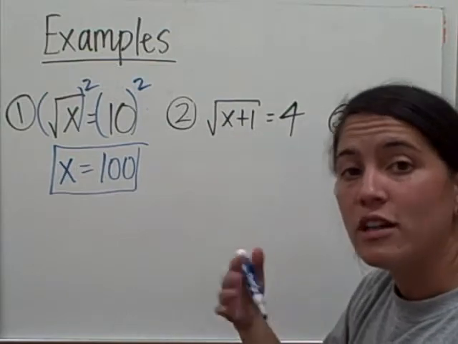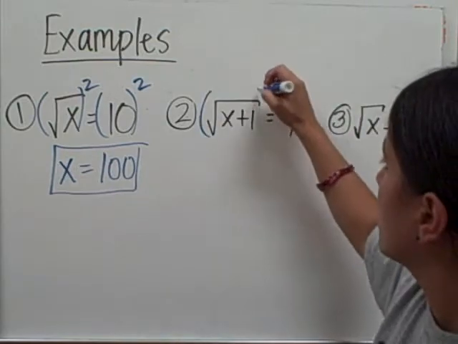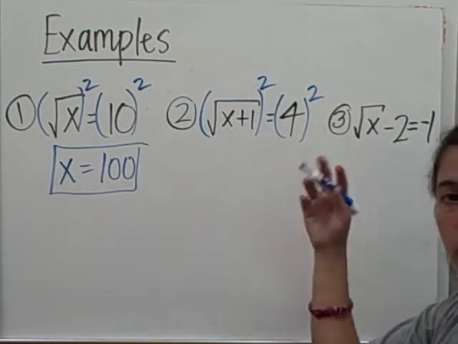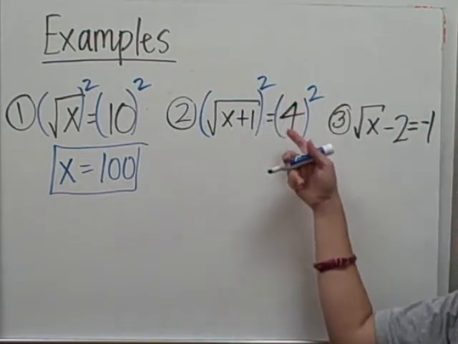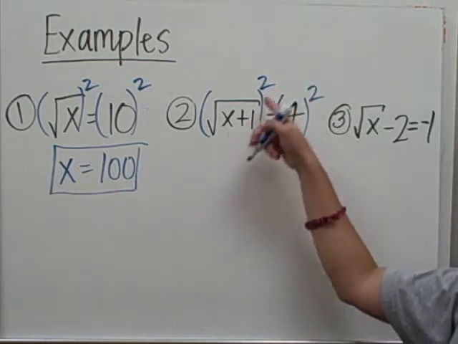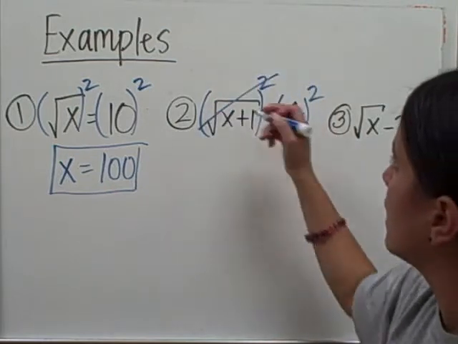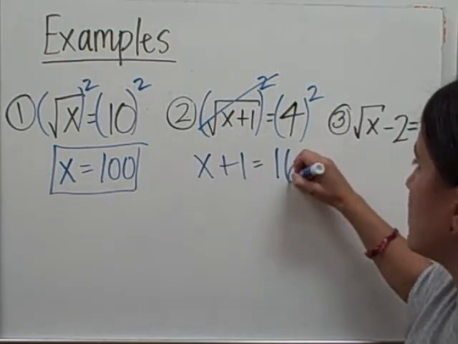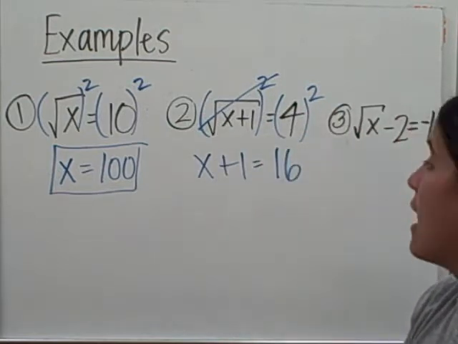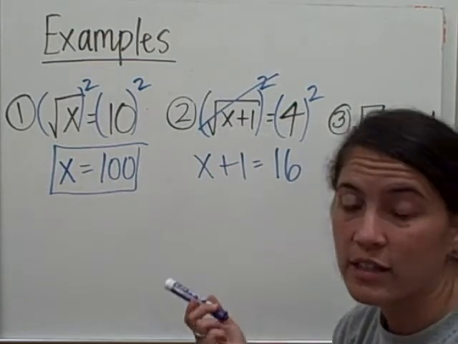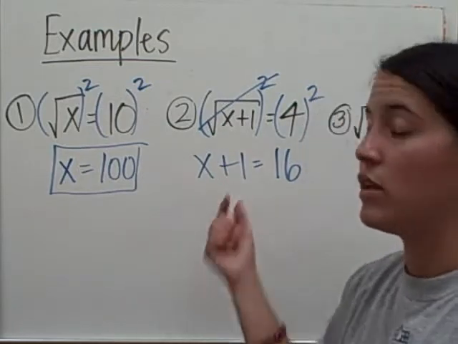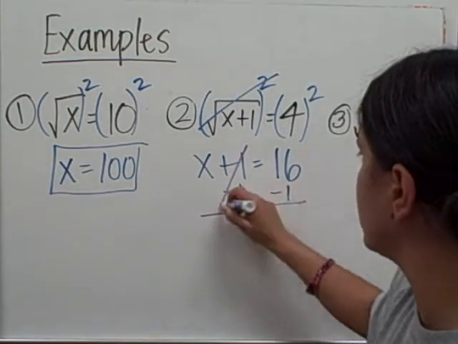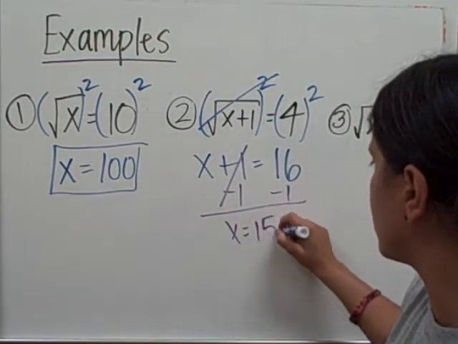So the only way to undo a square root is the same thing. We have to square both sides. So do that on your paper, put parentheses around it, and square both sides. The square root and the square are going to cancel out, and we're left with x plus 1. And 4 squared is 16. Now, we still don't have x by itself. We have to get rid of this plus 1, which means we have to minus 1 on both sides, and x equals 15.